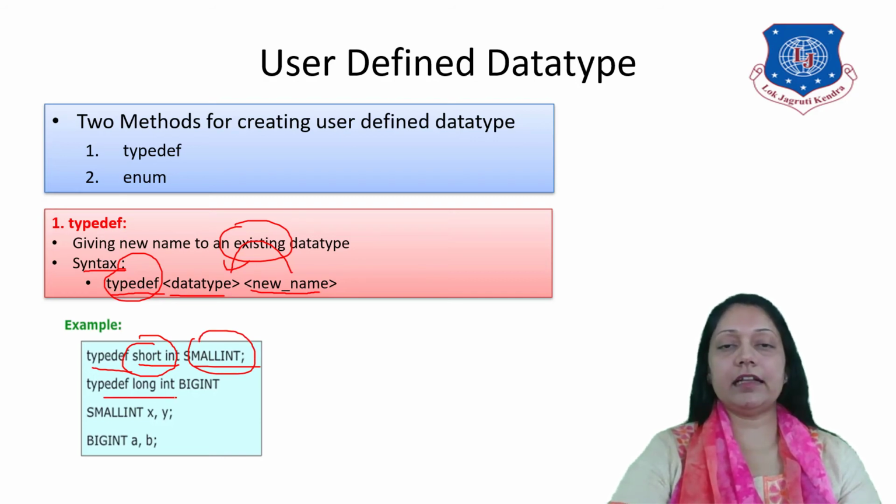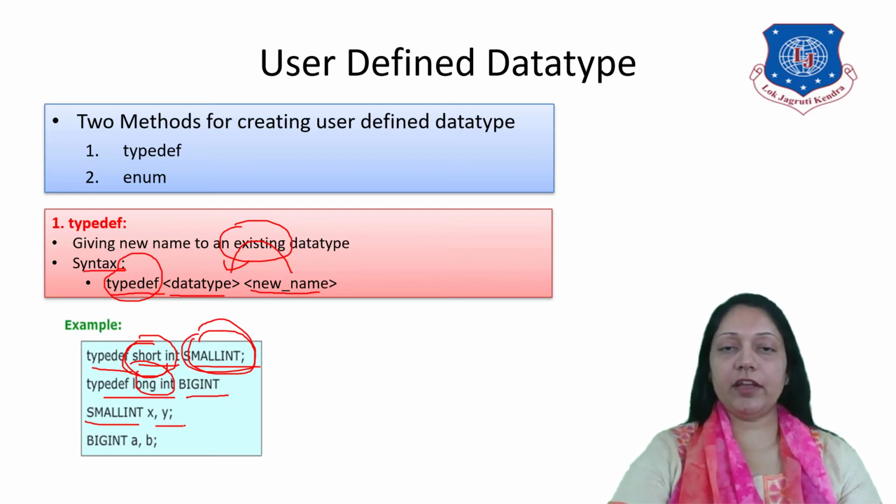Similarly, you have another example here, that is typedef long int and the name is given as big int. So two data types have been created: small int and big int, for the names short integer and long integer. Now I can use these new names of the data types for creating variables. How you are going to do it is small int x, y.